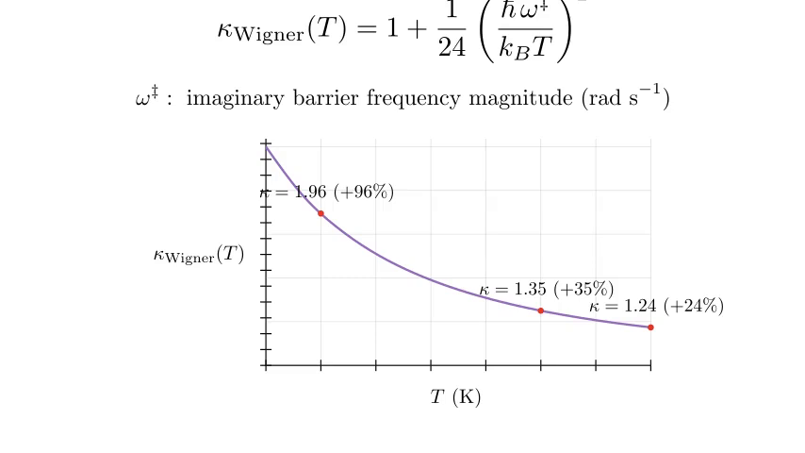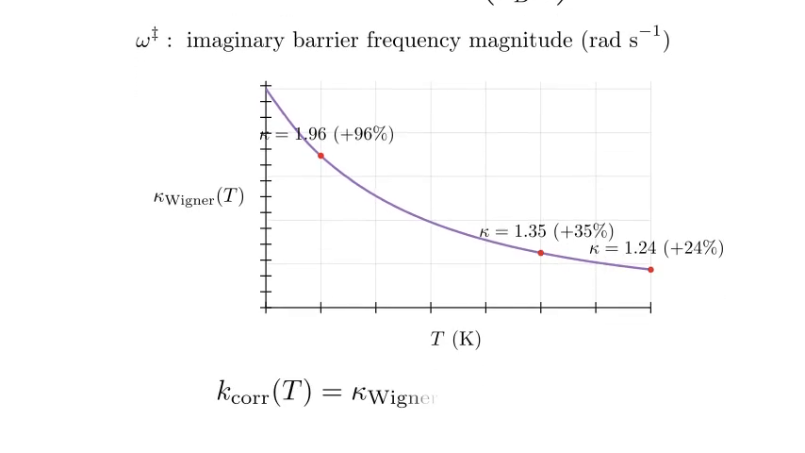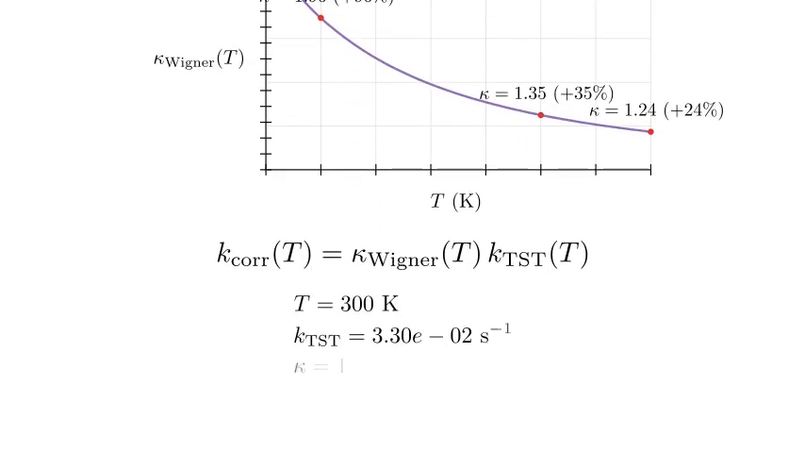How does this change the rate constant? The corrected rate is k corrected equals kappa times k transition state. At 300 Kelvin, we multiply the classical Eyring rate by the Wigner kappa, which we found to be close to 2. So tunneling nearly doubles the rate at room temperature for this barrier curvature.